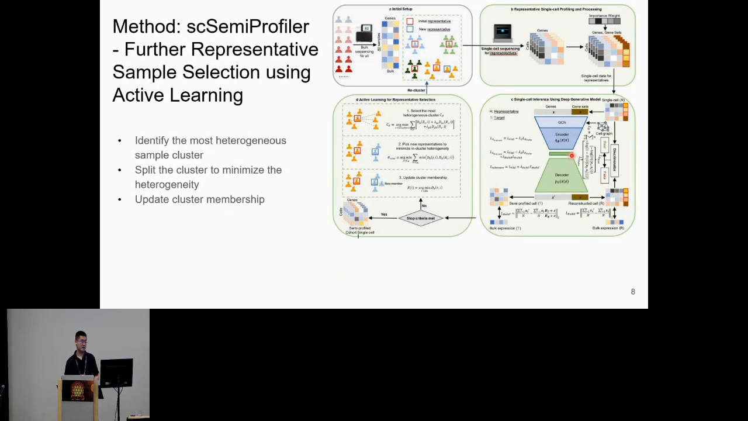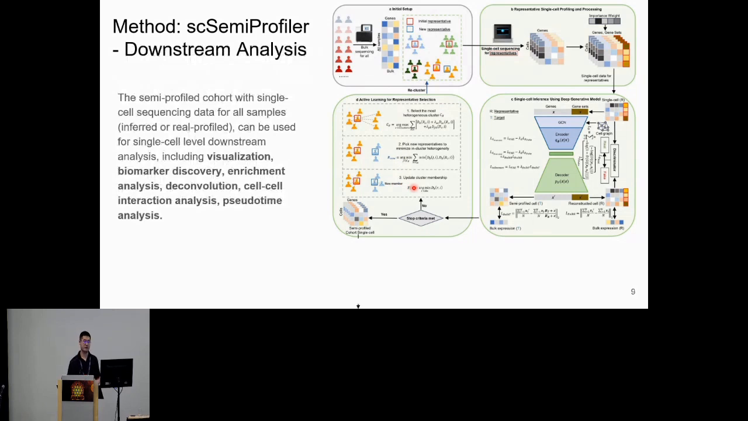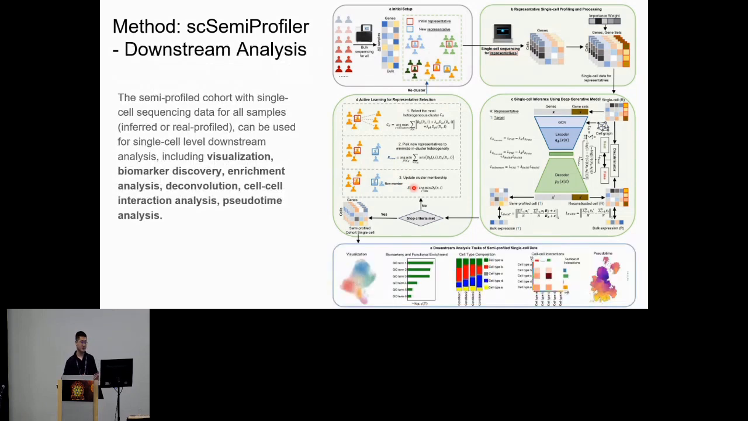And if budget allows, we use an active learning algorithm to select more representative samples to enhance the Summer Profiling performance. This is done by first identifying the most heterogeneous sample cluster. Then we find an optimal split of this cluster to minimize the heterogeneity. Then we do a clustering membership update. And after this iterative process, we end up with a single cell cohort. Then all the samples will have single cell data. We can do all kinds of single cell level downstream analysis.